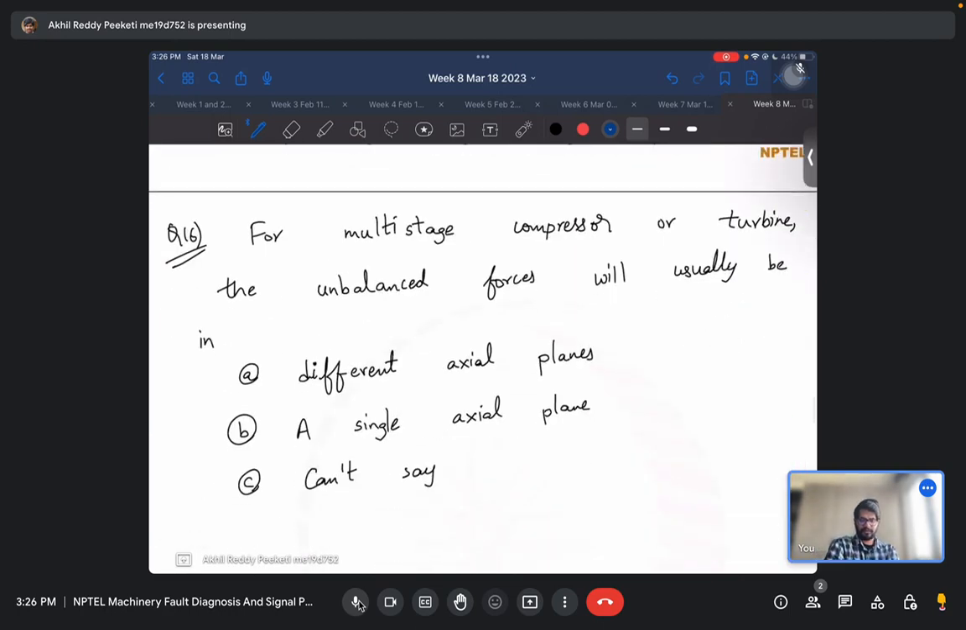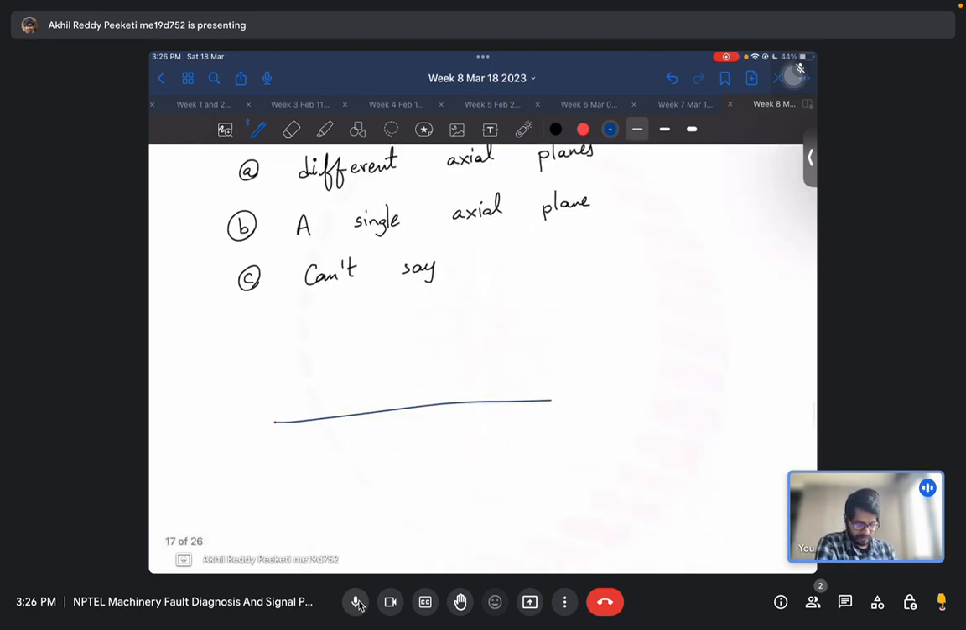Next question. Now you have these unbalanced masses and unbalanced forces. In this case, we have a multi-stage compressor or turbine. In this case, if there are unbalanced forces, which planes will they be in? Will all of them be in a single axial plane or different axial planes? So this is a multi-stage compressor or turbine.